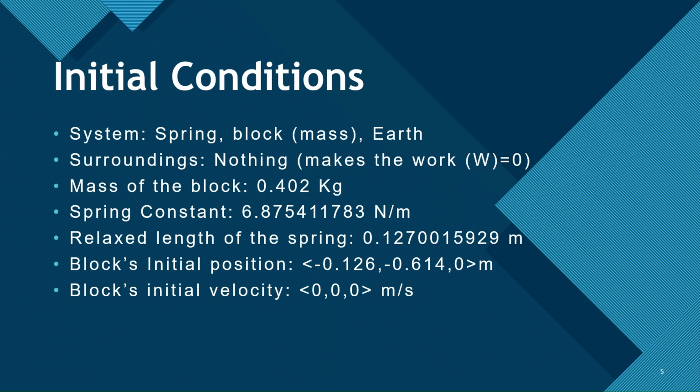The mass of the block is about 0.402 kg. The spring constant is around 6.9 Newton per meter. We also found L naught to be 0.127 meters. We also found the block's initial velocity and the initial position from Tracker.